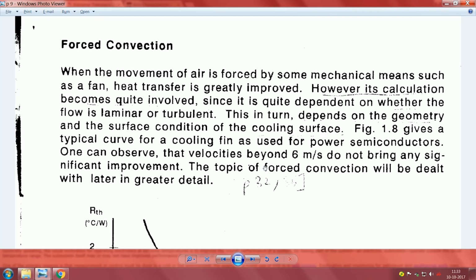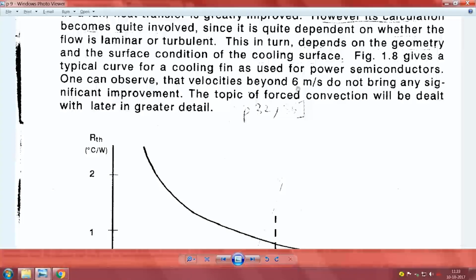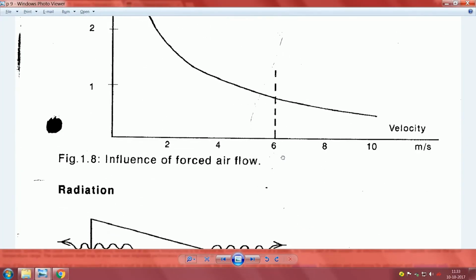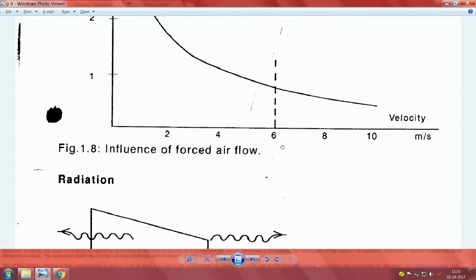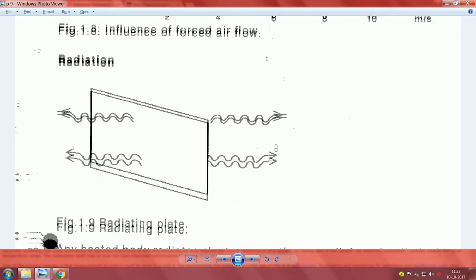Read it for yourself. Velocities beyond 6 meters per second do not seem to bring any significant improvement. This is also an observation. This also is clearly a simple observation.